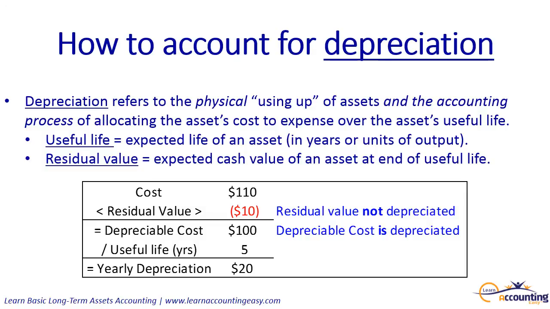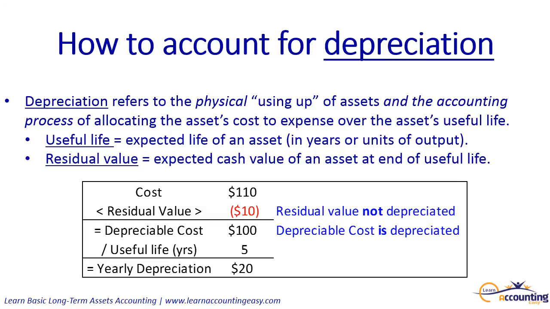In this case, we're looking at the straight line method. So we start at the top with the initial cost. We can see it's 110. Now, for this item, at the end of its useful life, we're anticipating that we'll collect $10. Maybe we'll sell it for scrap for $10.